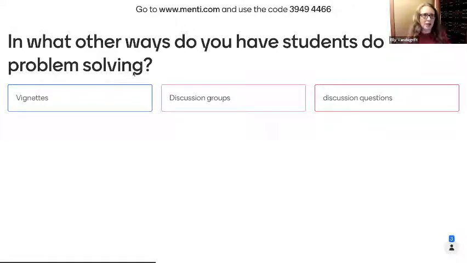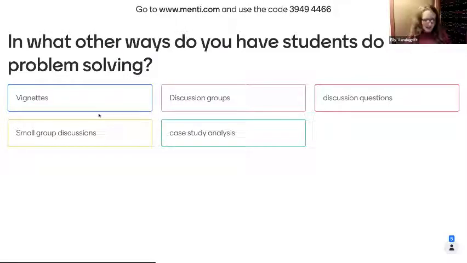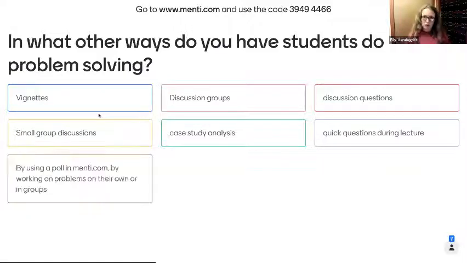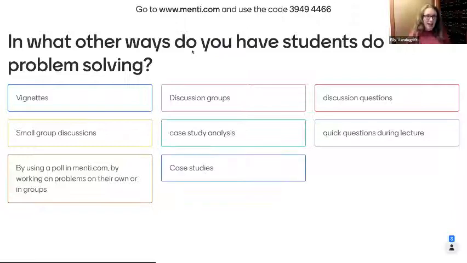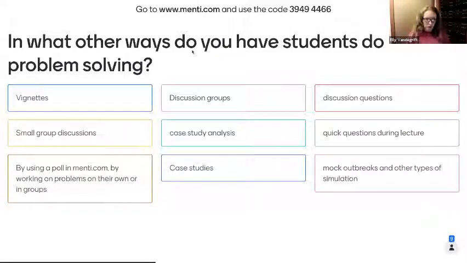Let's see, vignettes, discussion groups, discussion questions. Does that mean that students are working on these during class together? I'm guessing that. Small group discussion, case study analysis. Quick questions during lecture by using a poll in menti.com. Okay, great. And then having students work on problems on their own or in groups, case studies.